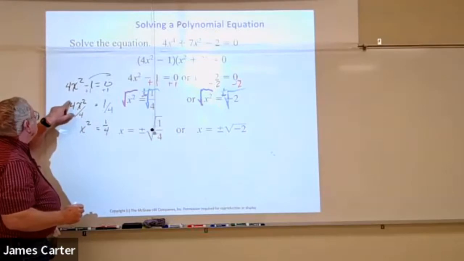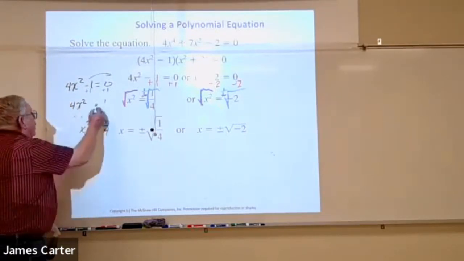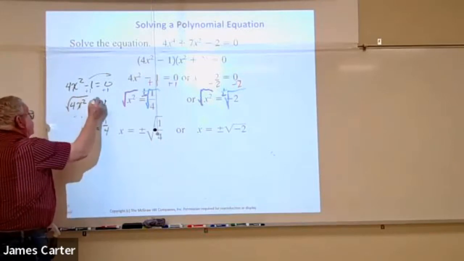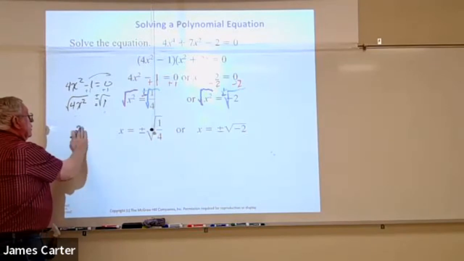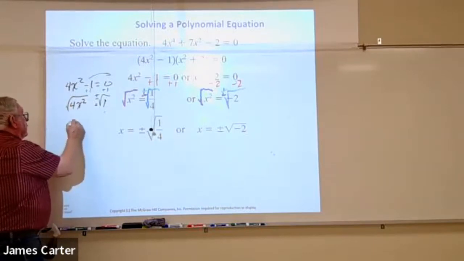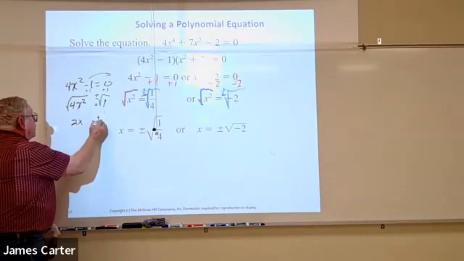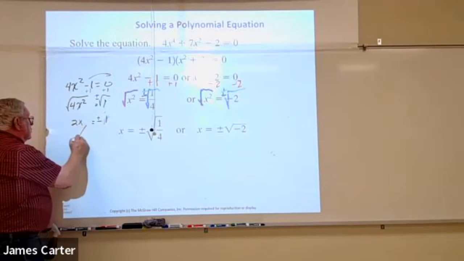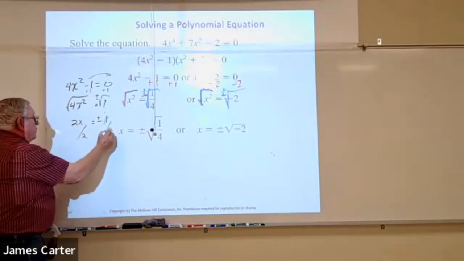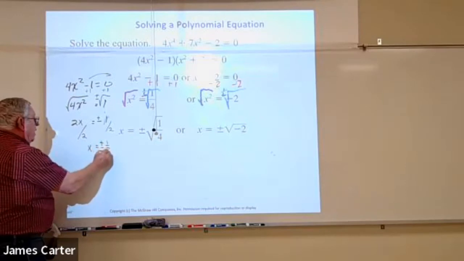Now, I wouldn't have had to do this. I could have stopped at this line right here and taken the square root of that and taken the square root of that. I could have, and I would have gotten 2x, and over here I would have gotten plus or minus 1, which then I would divide by 2, divide by 2, and I get x equals plus or minus 1/2.